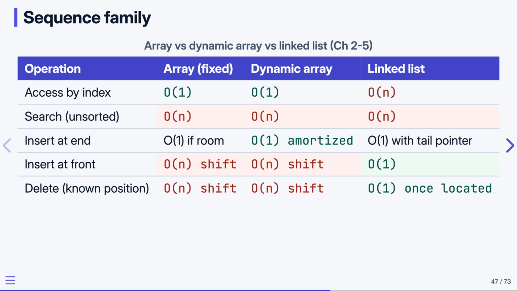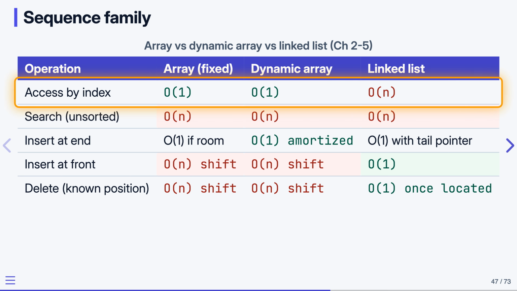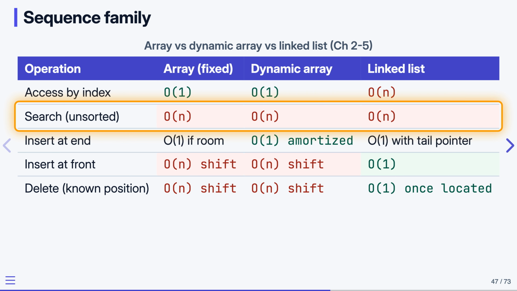Now the detailed per family tables. First the sequence family: a fixed array, a dynamic array, and a linked list side by side. Reading position i is big O of 1 in both array kinds because they know where each slot sits. A linked list must walk from the head, so it is big O of n. Searching an unsorted sequence is big O of n everywhere. You may have to check every element.